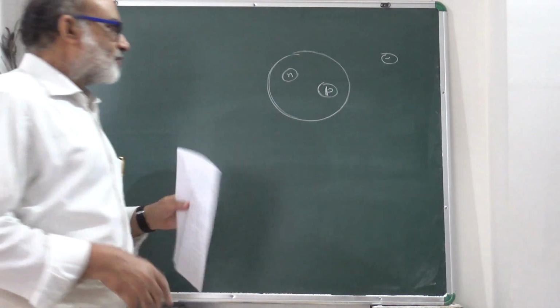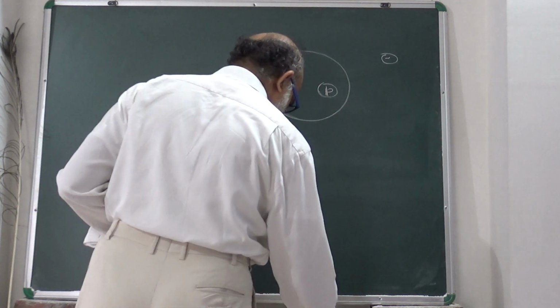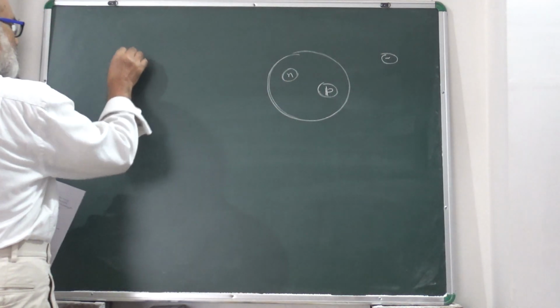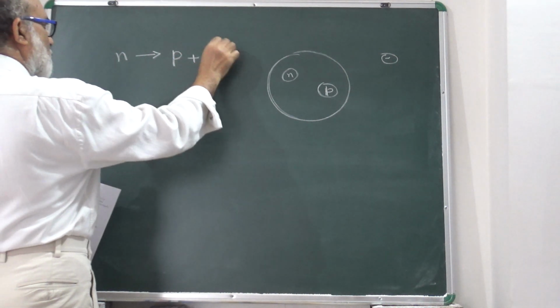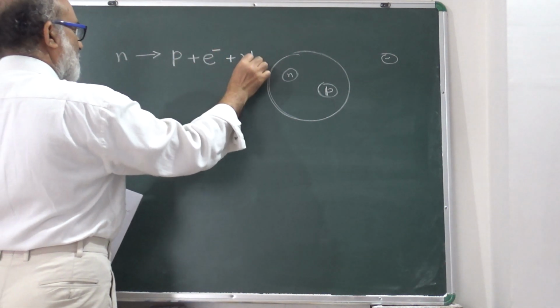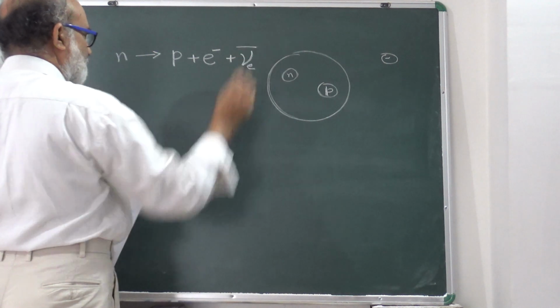But neutrons and protons swap their states. A neutron converts into a proton plus an electron plus a particle called an antineutrino.